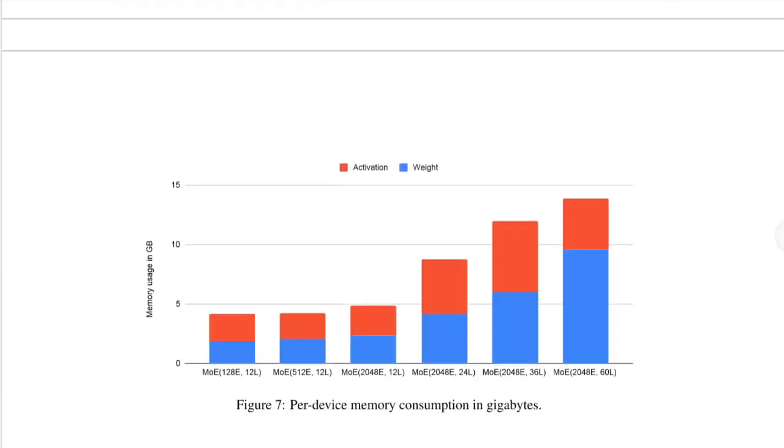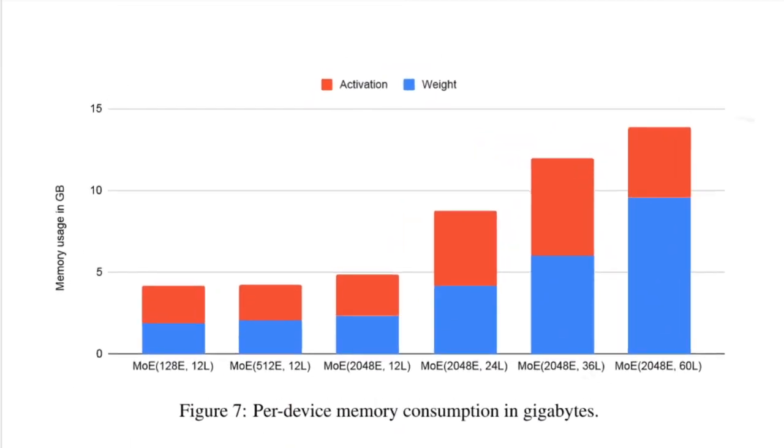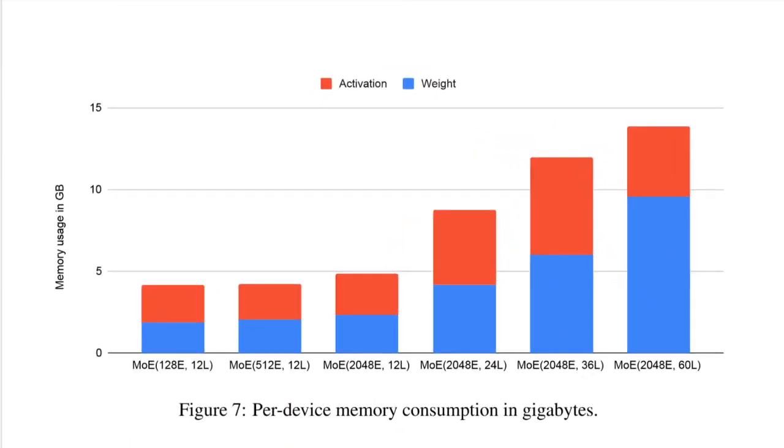Crazy. All right. They also have a number of investigations in other parts of efficiency, like per device memory consumption. You can see here that as you up the number of experts, your weights don't go up, because you can just up the number of machines, and the per machine weight usage will be the same, right? Because the experts are independent of each other. Each one has their own weight matrix. So you can just add machines and you keep your weight requirements the same.